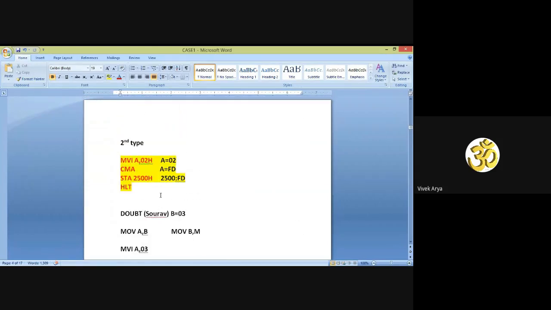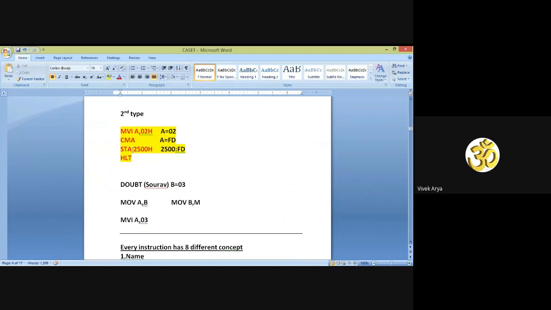This is the perfect example. This is visible in yellow color. Yes, we have a small program: MVI A,02H; CMA; STA 2500H; HLT. After the execution of the first instruction MVI A,02H, what will happen? 02 is immediately moved into register A. Yes sir. So I have written here A equal to 02. That means 02 is now available in register A.